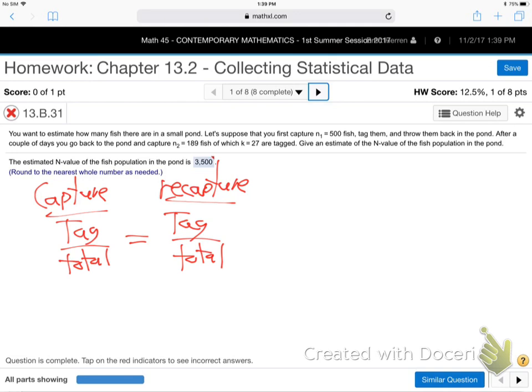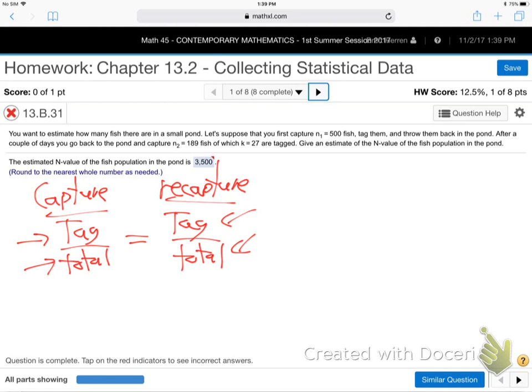Give an estimate of the number of fish in the pond. Okay, so basically they're going to give you 3 numbers. There's four spots here, and the 4th spot is an X, and then you just solve. So let's give it a try.